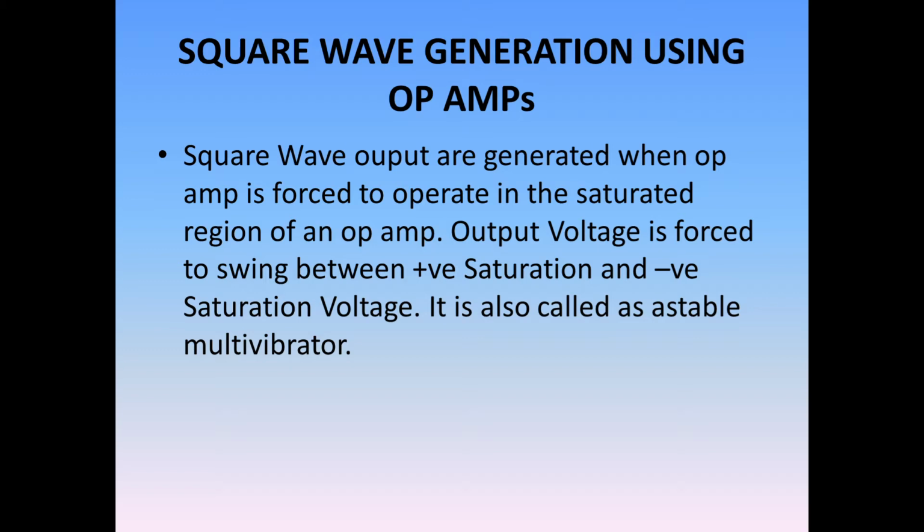Square wave outputs are generated when the op-amp is forced to operate in its saturated regions, that is the positive saturation and the negative saturation. That is, the output voltage V0 will be forced to swing between the positive saturation and the negative saturation repetitively. This square wave generator is also called an astable multivibrator.